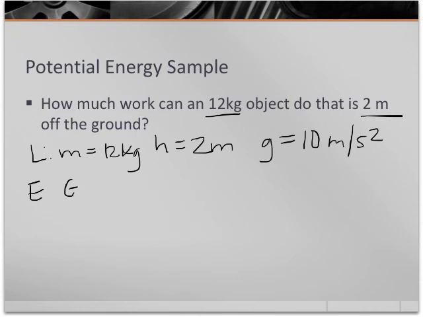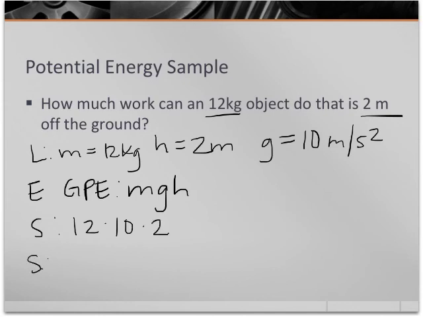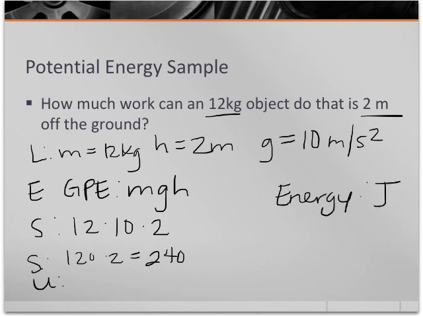So our equation, GPE, or gravitational potential energy, is equal to mgh. We're going to plug in what we know, so it's going to be 12 times 10 times 2, which gives you 120 times 2, which is equal to 240, and your units. Because we are solving for energy, we learned that energy has units of joules. So this is going to be 240 joules.